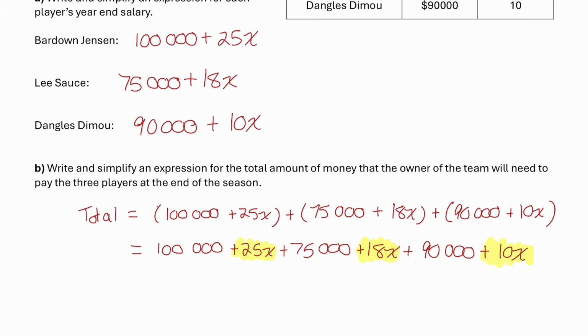Let's just collect those together right now. 25x plus 18x plus 10x. If I add the coefficients, I get 53x. And then my constant terms, I have 100,000 plus 75,000, that's 175,000, plus 90,000, that's 265,000. So I'll have to add 265,000 in base salary to the total amount of money the owner is going to have to pay to those 3 players.